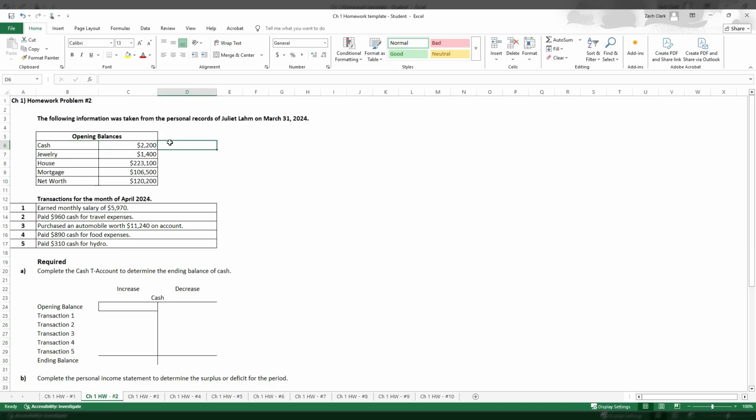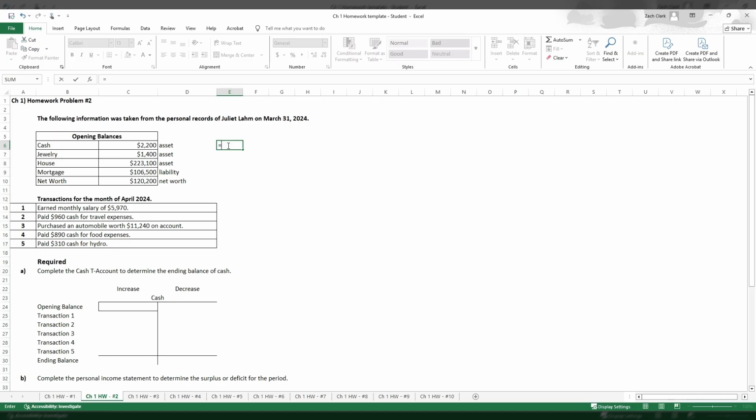And let's just do real quickly a little note off to the side, just so we're understanding as we begin. Cash is an asset. Remember, jewelry is an asset. A house is an asset, but mortgage is a liability, and then net worth is net worth. So we should be in balance there with these numbers.